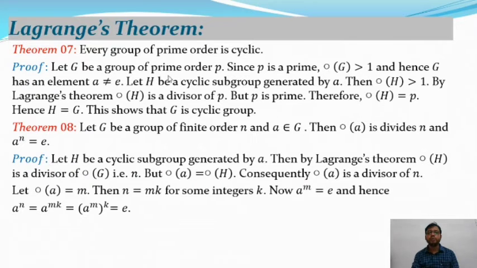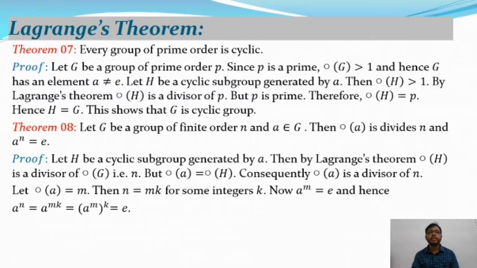Let G be a group of prime order p, and since p is a prime, order of G is greater than 1. Okay, so 1 is not a prime, and hence G has an element a and a is not equal to e. And let H be the cyclic subgroup generated by a, then order of H is also greater than 1. And you know that a is not equal to e, where e is the identity element. So order of a, that means order of H, is also greater than 1.